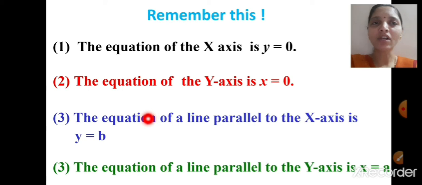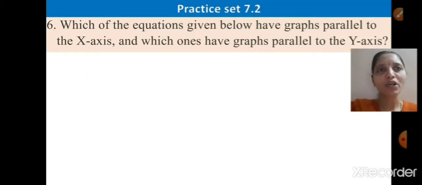We have also learned that the equation of a line parallel to the x-axis is y is equal to b and the equation of a line parallel to the y-axis is x is equal to a. So these are the important points you should remember. So let's now continue with practice set 7.2. First 5 sums we did in the previous session. So let's continue with 6th question.